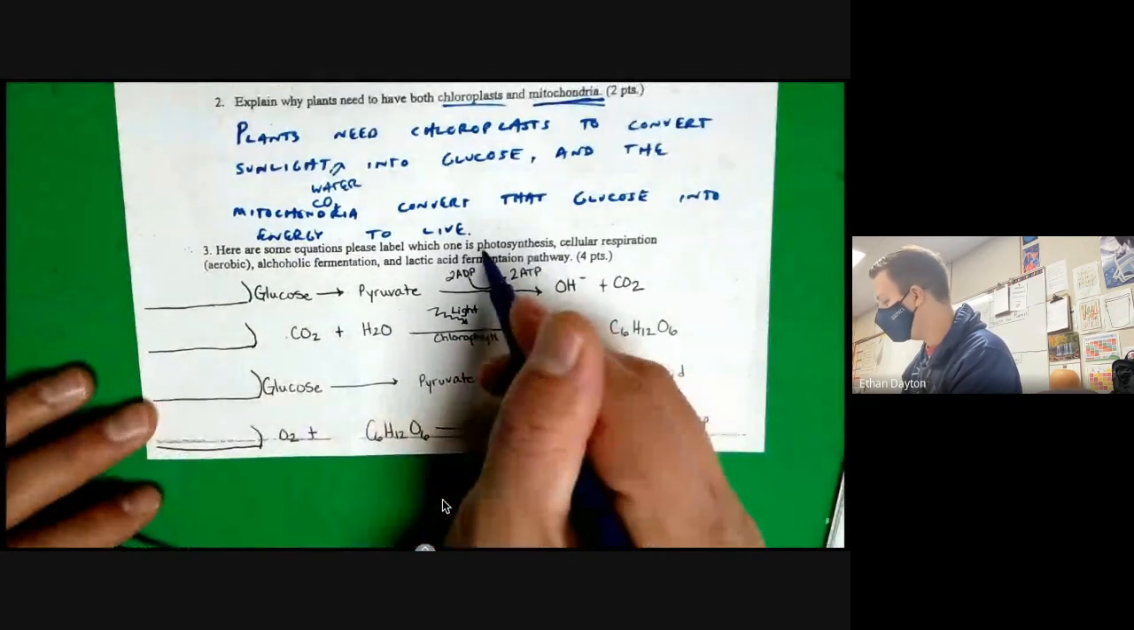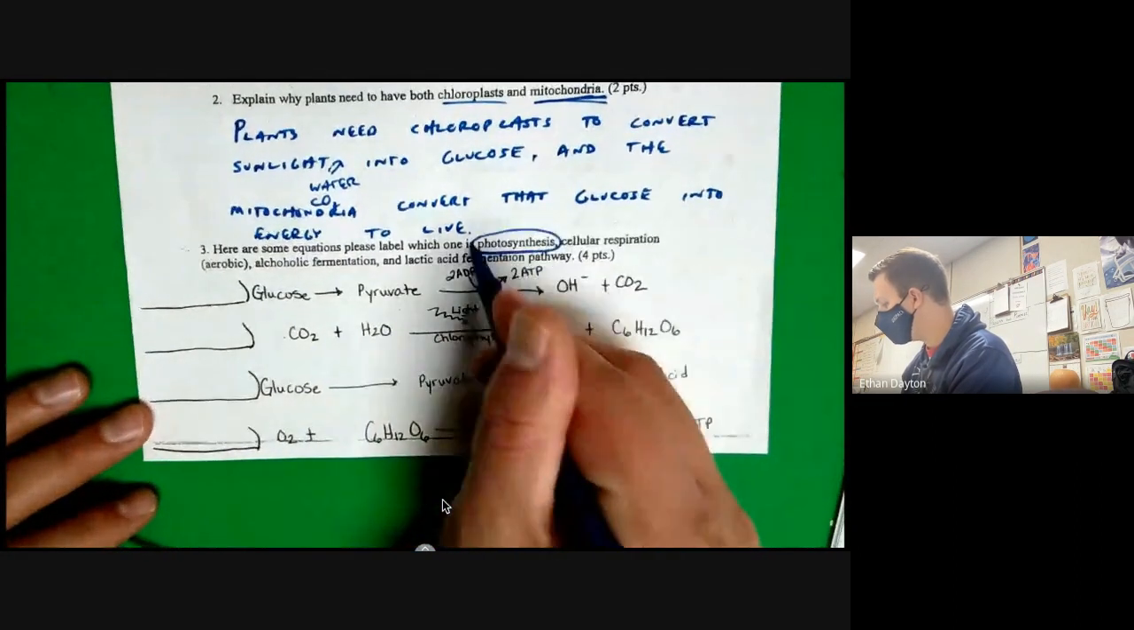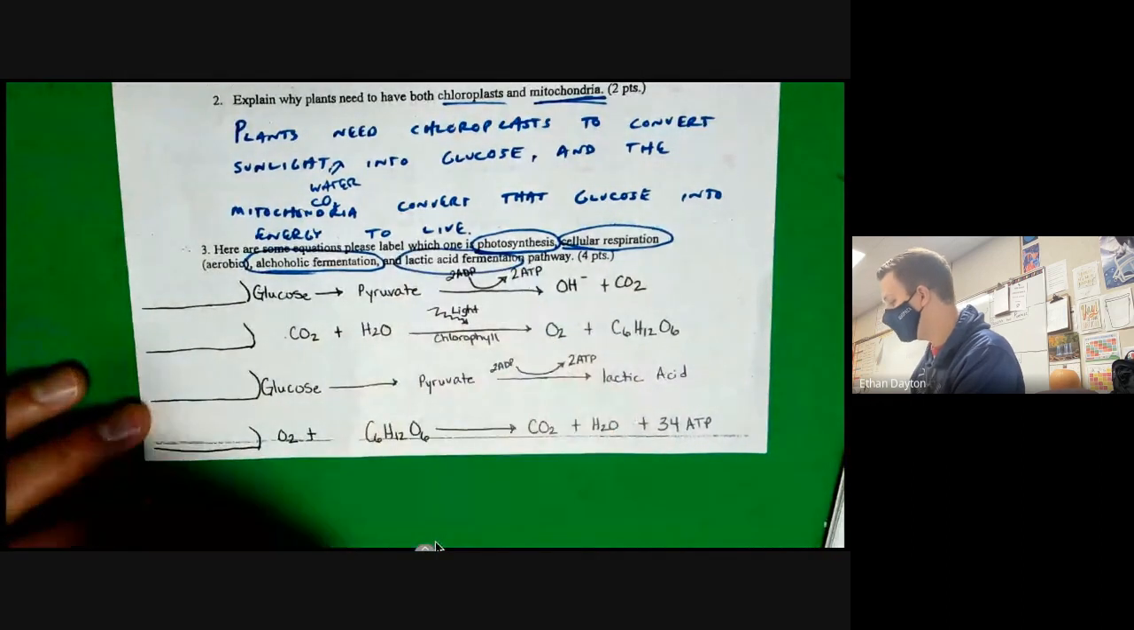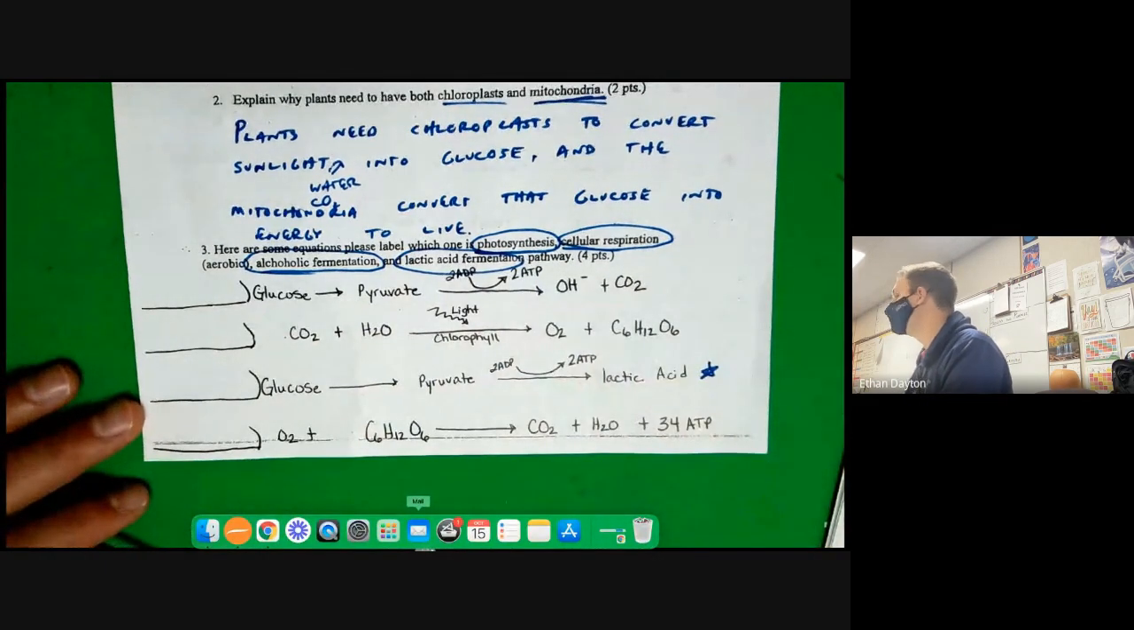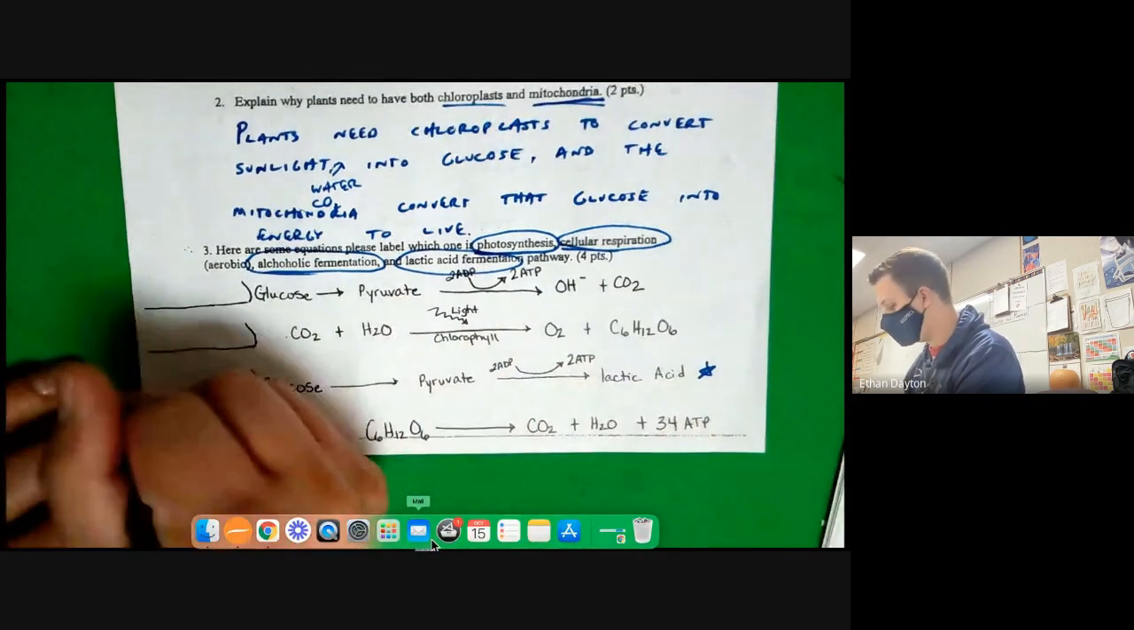All right. And then here we go. I'm going to let you fill out number 1 on your own. Some of you might have already done so. Sometimes people get confused on this. Tell me which one is photosynthesis, which one is cellular respiration, which is aerobic, which one is alcoholic fermentation, and which is lactic acid fermentation. So this should be easy. Right here, I see one that says lactic acid. Which one do you think that is? Lactic acid fermentation, right? That's where you would write lactic acid fermentation.